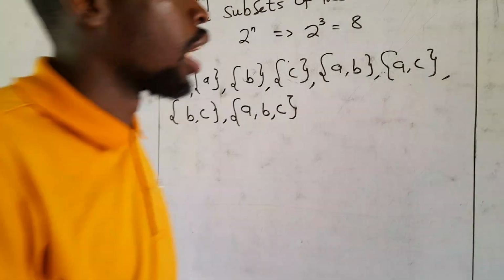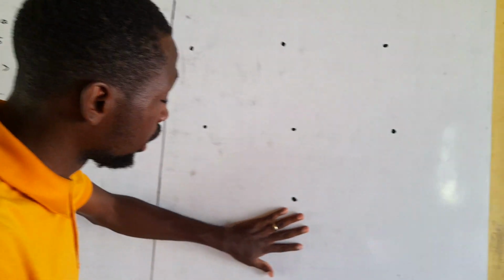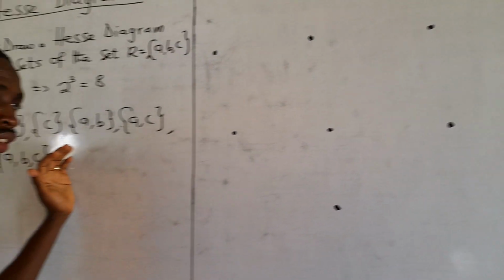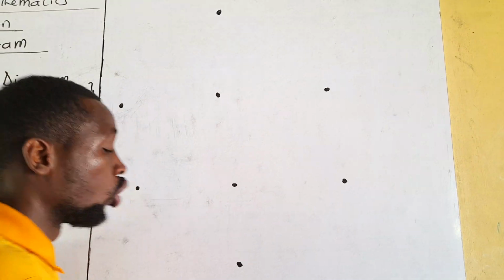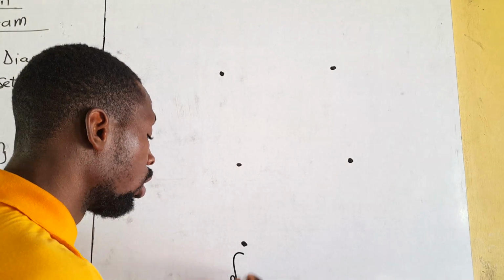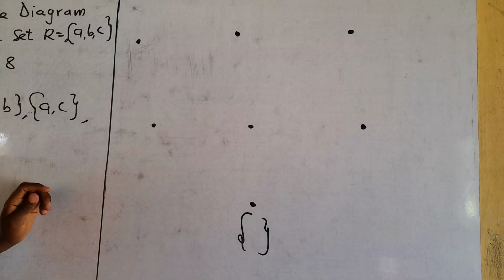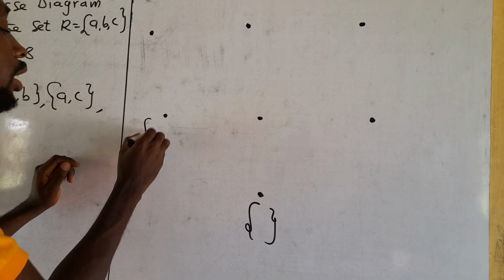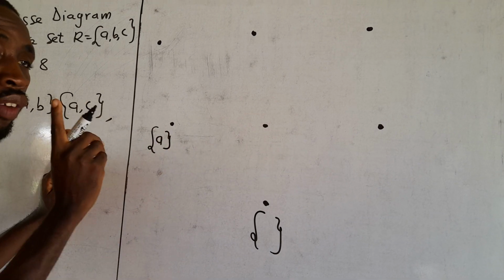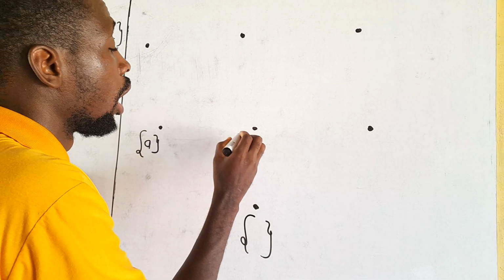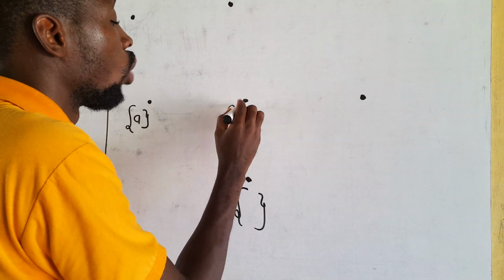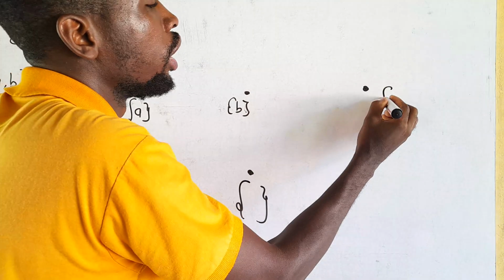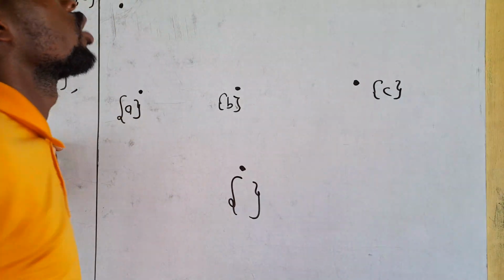In drawing the Hesse diagram, we look at the members of the subsets. The subset that has no elements is the empty set. We have an empty set here. Then we can have the unit set A, because it has only one element. You can have the unit set B, because it has only one element. Then we can have the unit set C because it has one element.